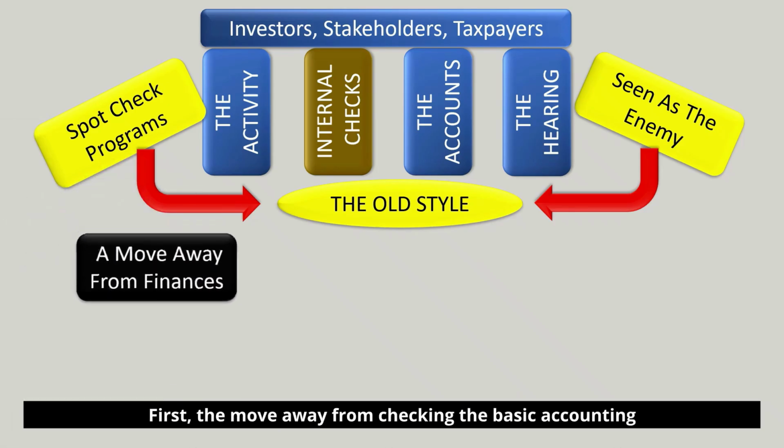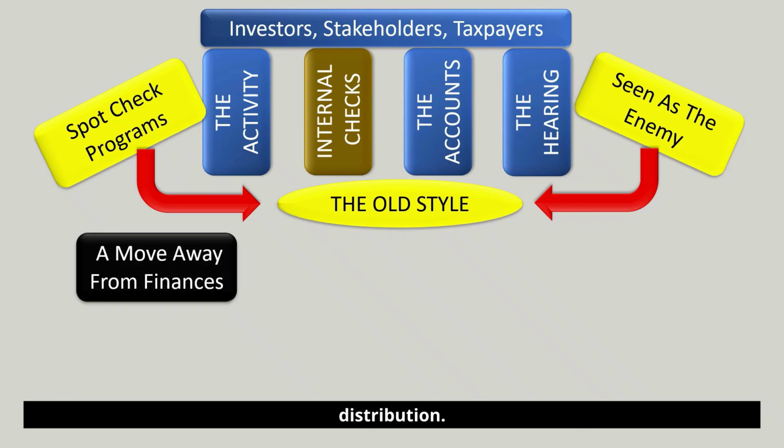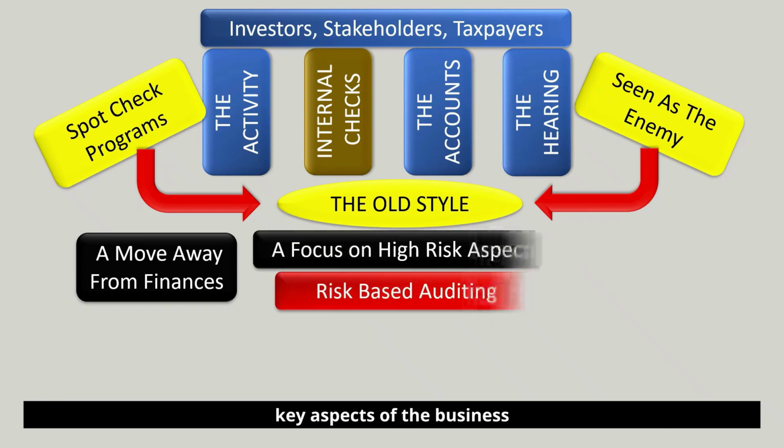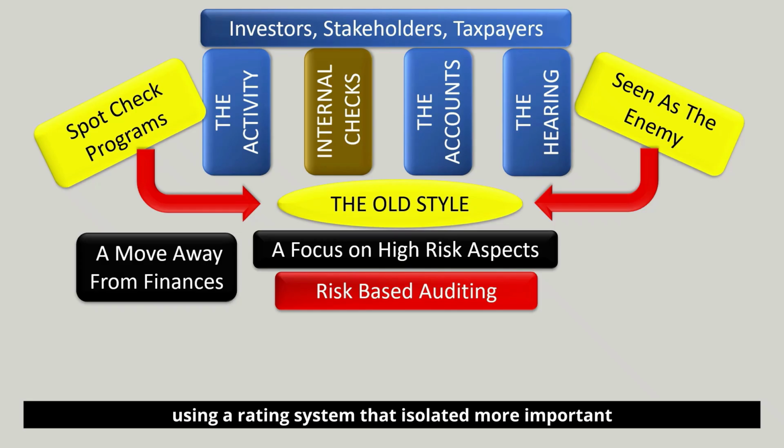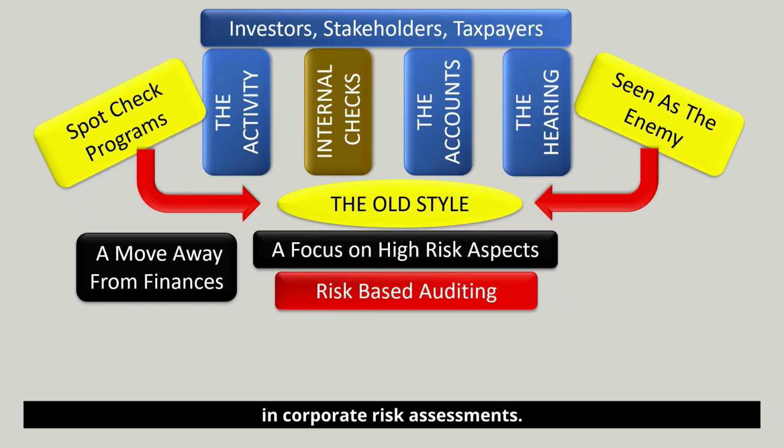First, a move away from checking the basic accounting records to include operational parts of the business such as production, warehousing and distribution. Then came the use of risk-based auditing, which meant auditing key aspects of the business using a rating system that isolated more important activities and operations that featured in corporate risk assessments.